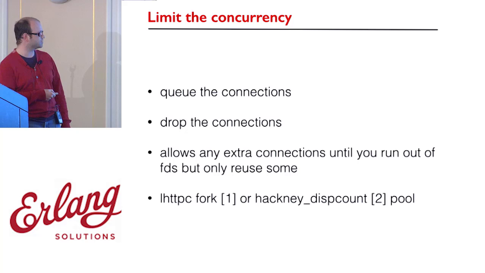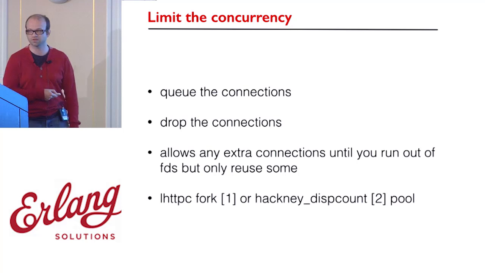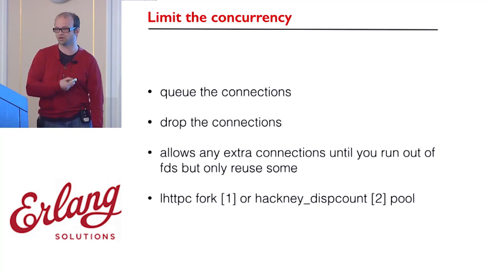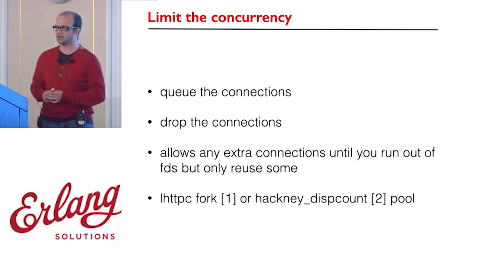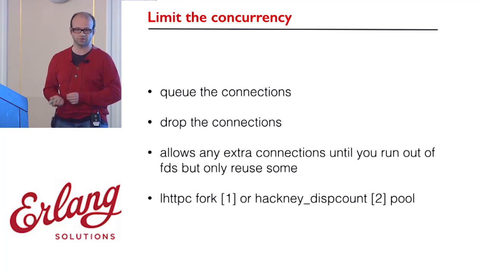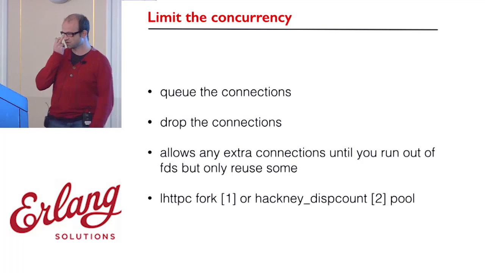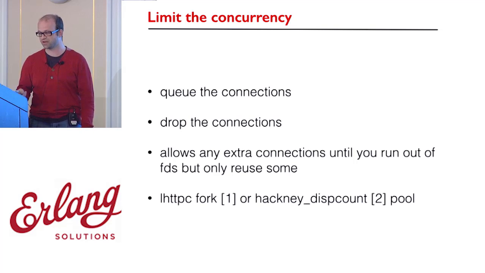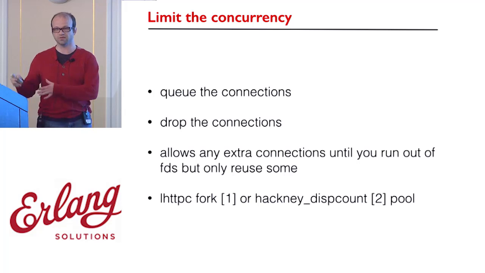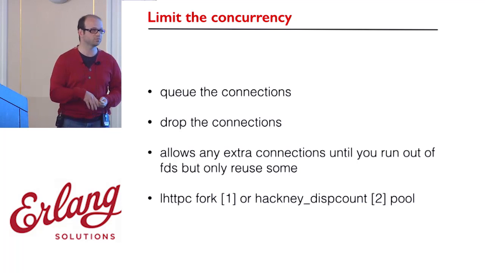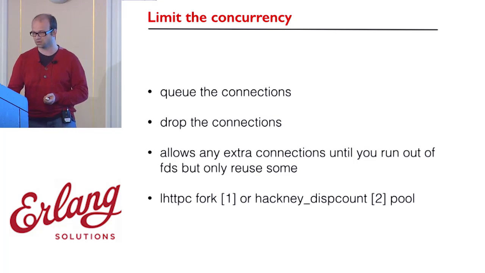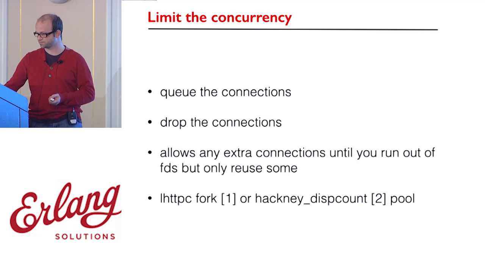While for LHTTPC you have to use the fork, for Hackney this is pretty easy because you can write a pool and add it and tell Hackney to use your pool code if you want. This is pretty easy. You just use a pool backend, either by default for all the pools, or when you want to open a new kind of profile, you can set a pool backend and use it.